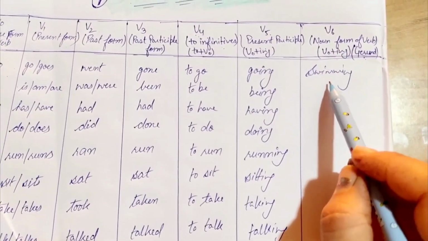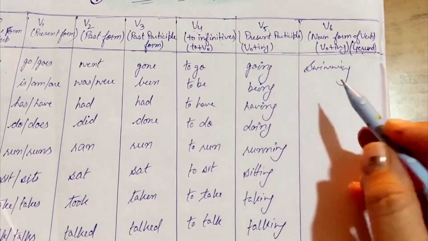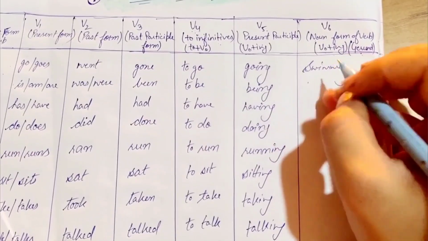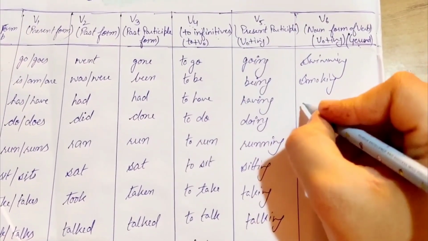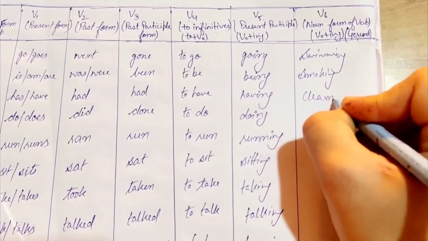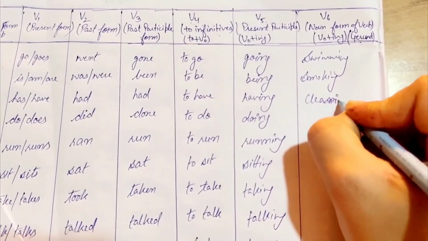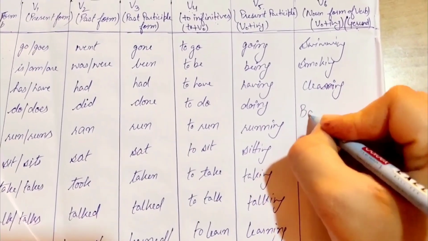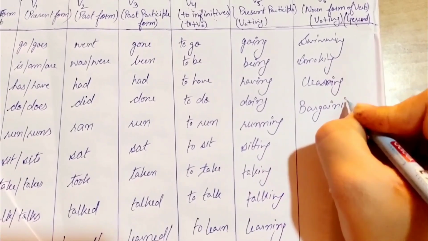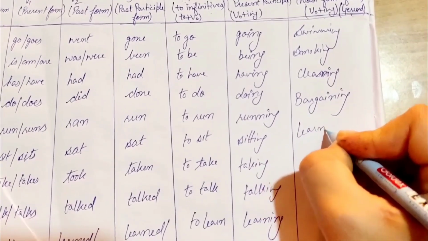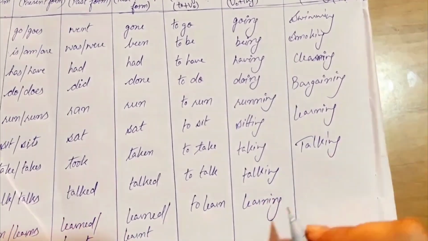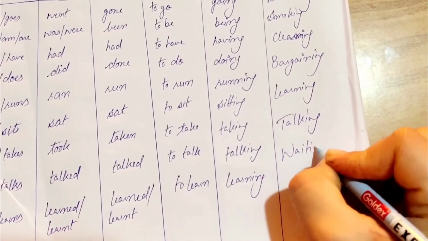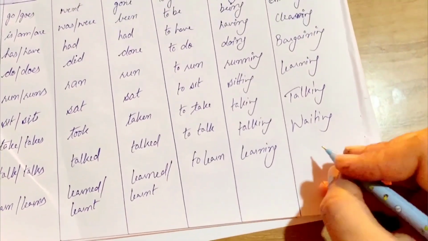These are names of some actions like swimming, like smoking, like cleaning, like bargaining, like learning, like talking, like waiting, like measuring.